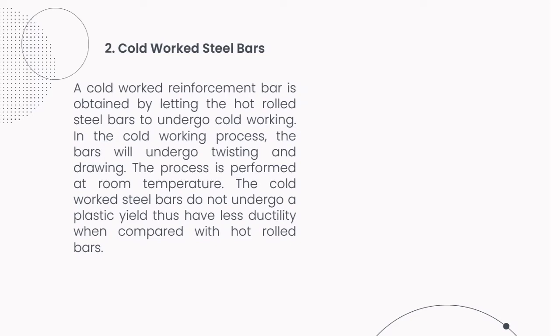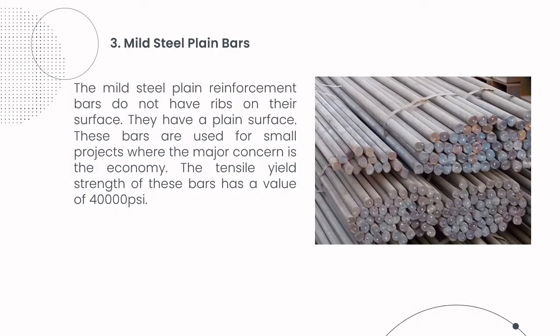Third, mild steel plain bars. The mild steel plain reinforcement bars do not have ribs on their surface. They have a plain surface. These bars are used for small projects where the major concern is the economy. The tensile yield strength of the bars has a value of 40,000 psi.